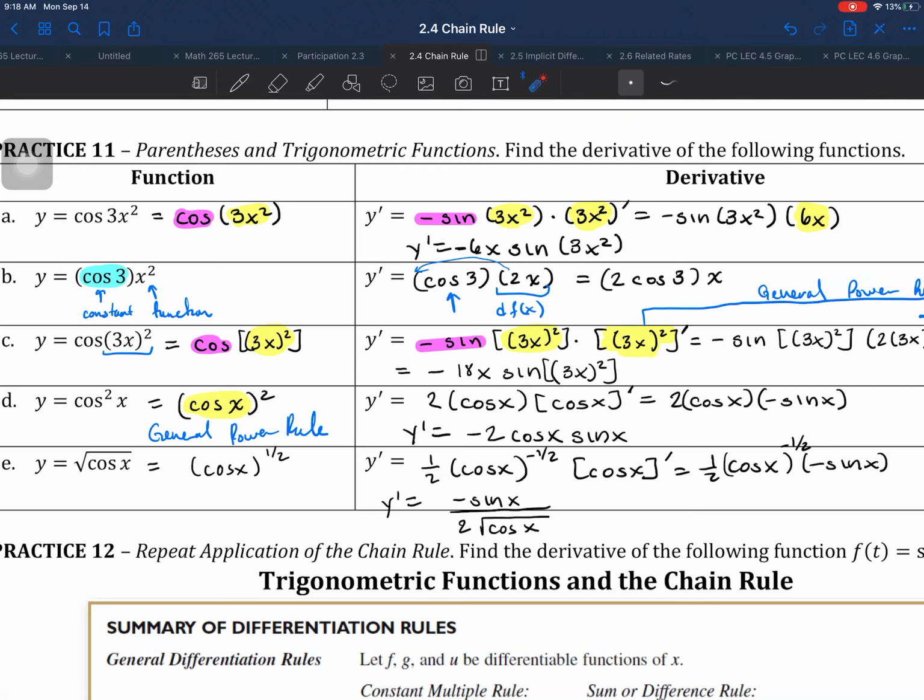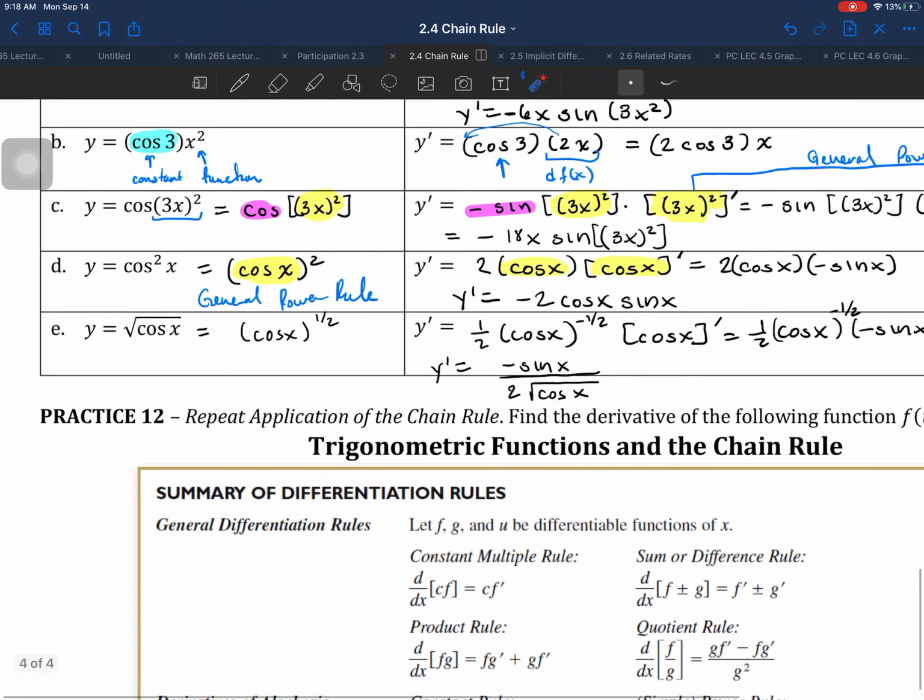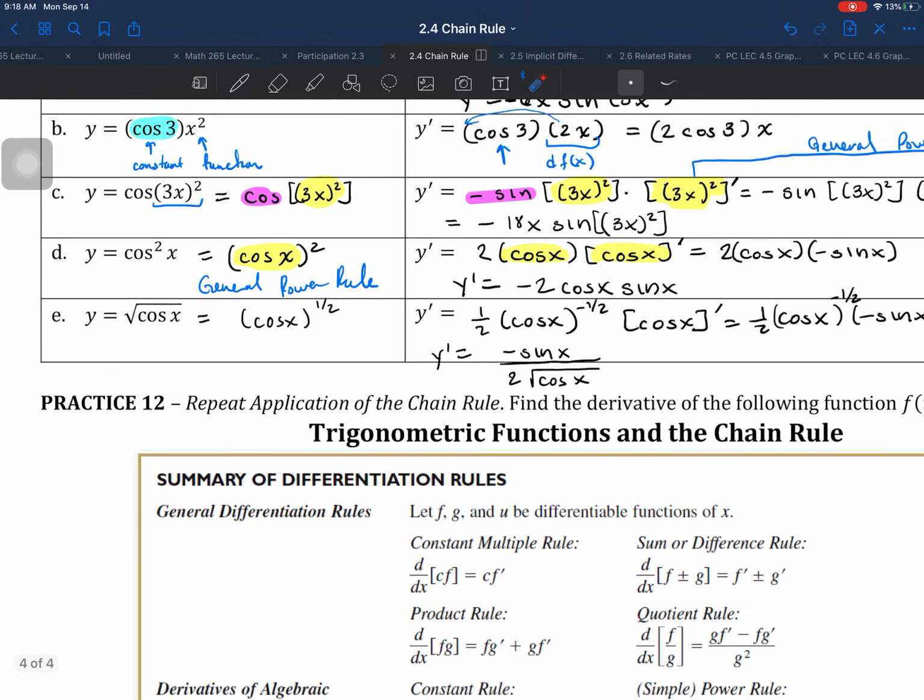So bring down the power, leave the inside as it is, and then multiply by the derivative of the inside, right? So 2 cosine of x, multiply by the derivative of the inside, which is negative sine of x. Multiply that negative with the 2, negative 2 cosine of x sine of x, and that's it, right?